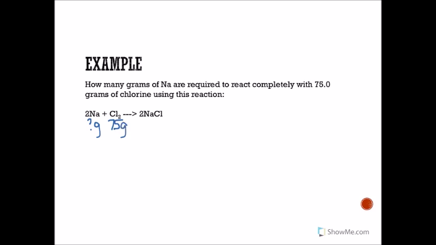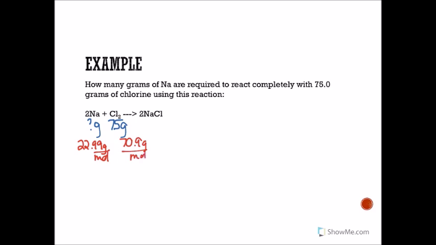When we're working with grams, we know we're going to need to find the molar mass. So we look that up. We have sodium, which we look up on our periodic table, is 22.99 grams per mole. And chlorine, there's 2 chlorines, times 35.45, which ends up being 70.9 grams per mole.